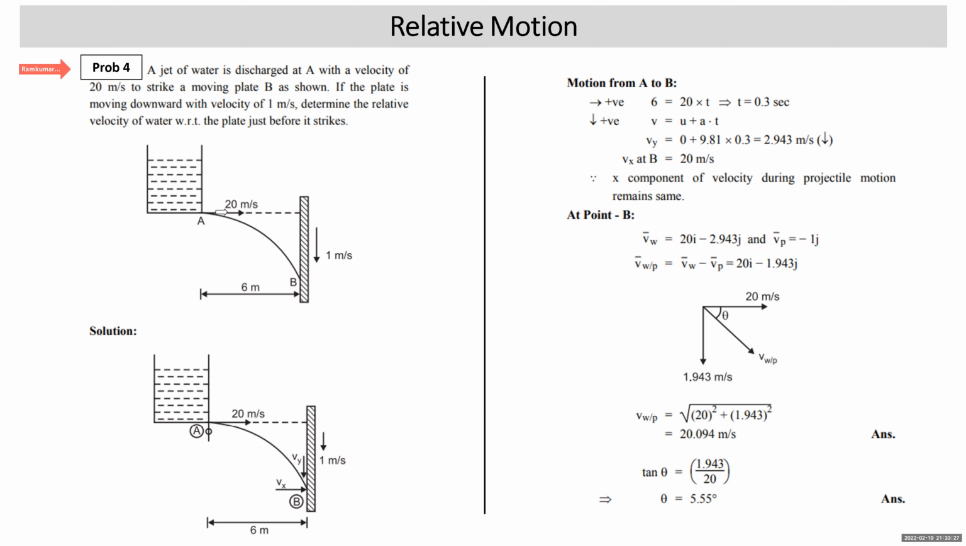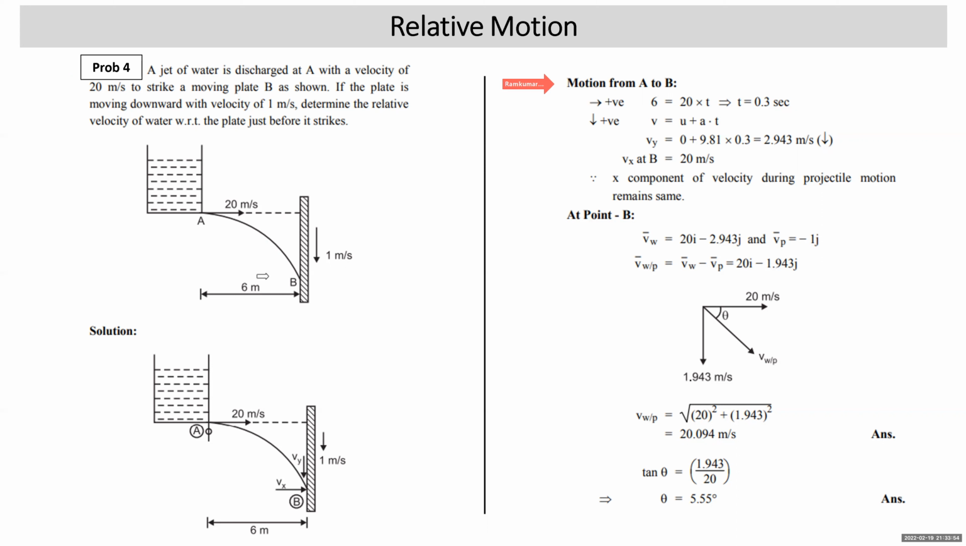As the jet of water is like the motion of a projectile, it is thrown horizontally. So the vertical component of the velocity of the water jet initially will be 0. All right. So here at the instant when the water jet just touches the plate, we assume that its velocity components are Vx and Vy. Now we'll consider motion from A to B of the water jet.